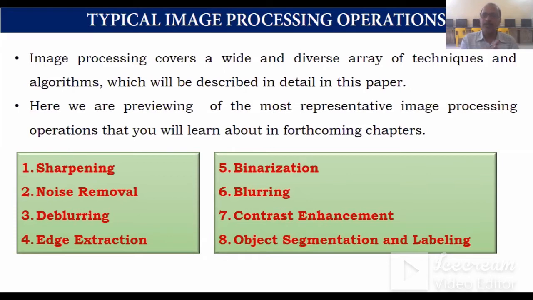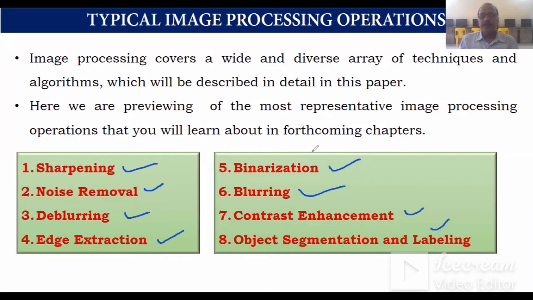So it is like pre-processing. When we capture the image and want to process that image, we need some basic operations, and we will discuss here some of the basic operations which are frequently used in image processing techniques. The first operation is generally the sharpening operation, so the image will be sharpened. We will discuss each one next. Second is noise removal. Third is deblurring. Fourth is edge extraction. Fifth is binarization. Then blurring. Then contrast enhancement or contrast stretching, and object segmentation and labeling.